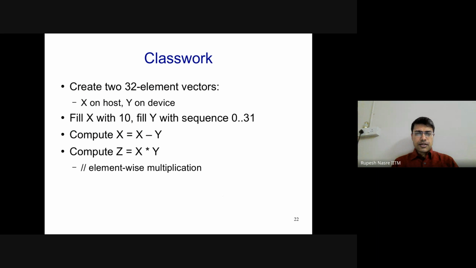Okay, so I'll leave this as a homework exercise. Essentially, we want some vector to be x on host, y on device, fill function to be used, or sequence function to be used here. And then I want to have a binary operator minus and a multiplication operator to be defined for element-wise minus and element-wise multiplication.